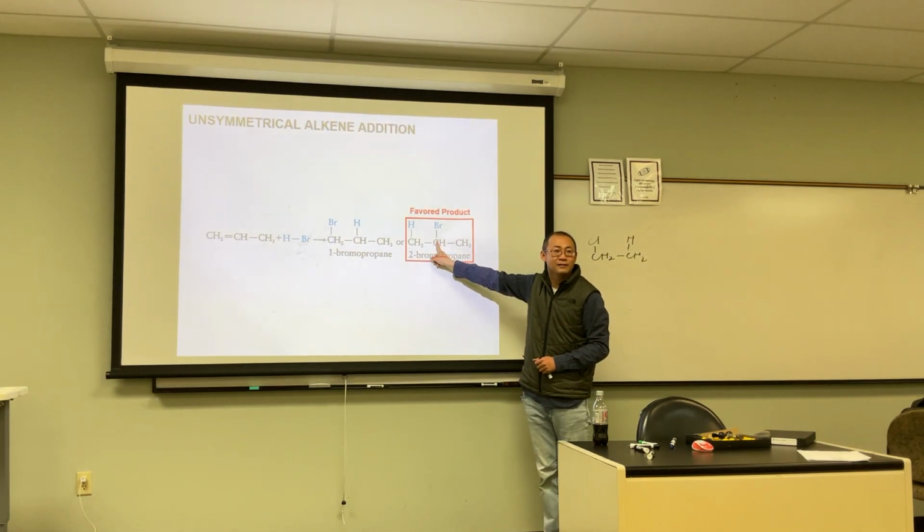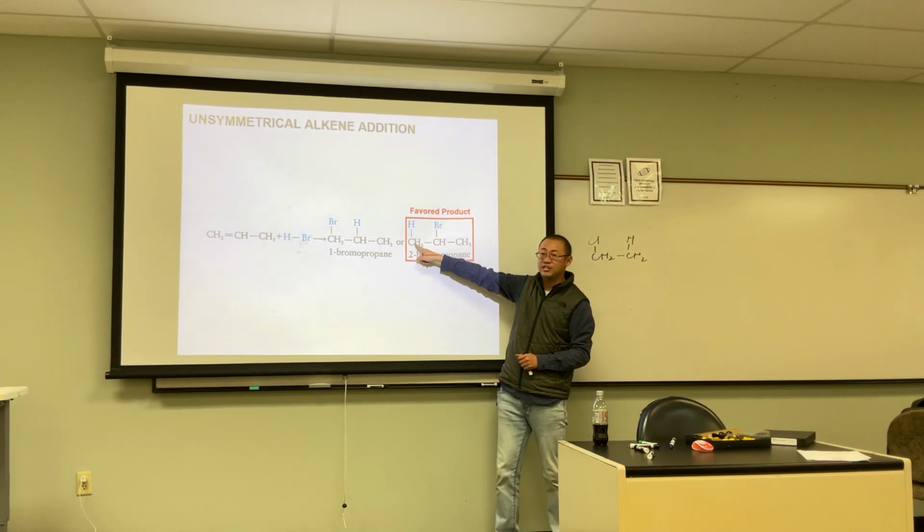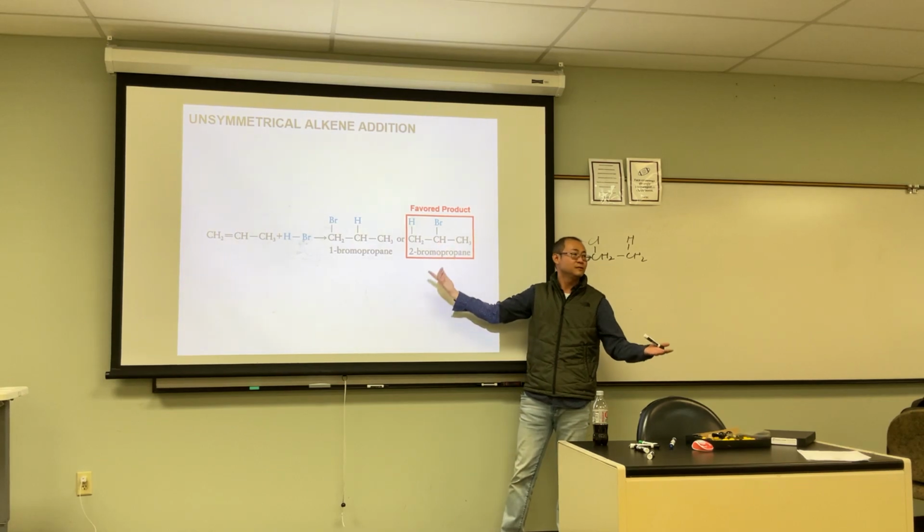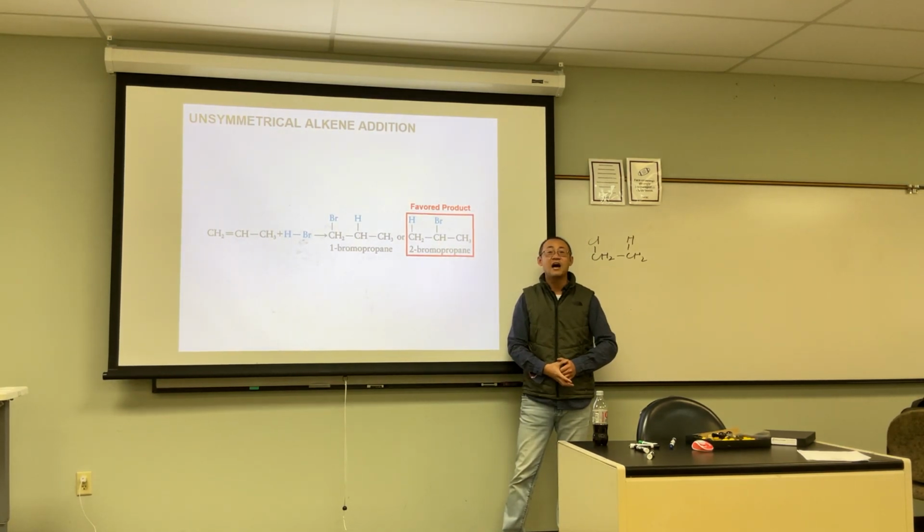Does it make sense, guys? There were two hydrogens here. The hydrogen prefers to be added here. So bromine prefers to be where? To there, of course. That is how you figure out the favored product.